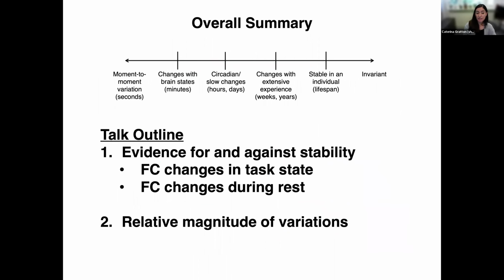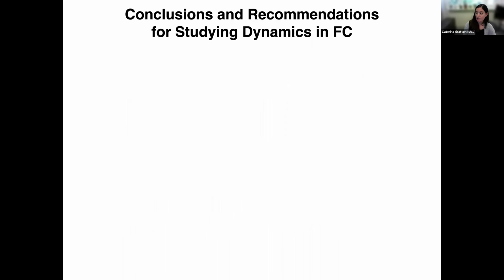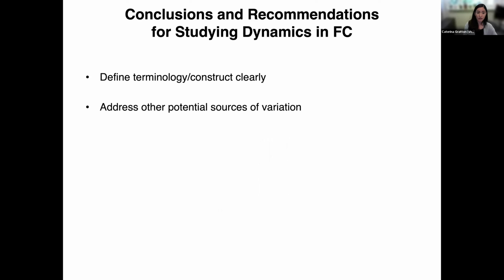So this brings me to the end of the talk, looking at evidence for and against stability and the relative magnitude of these different forms of variation in functional connectivity. And so I want to hopefully give you a few takeaway points building on other work earlier in this session. First off, when we're doing work on dynamics or variation in functional connectivity, it's important to define our terminology and our constructs clearly so we can communicate well with one another.